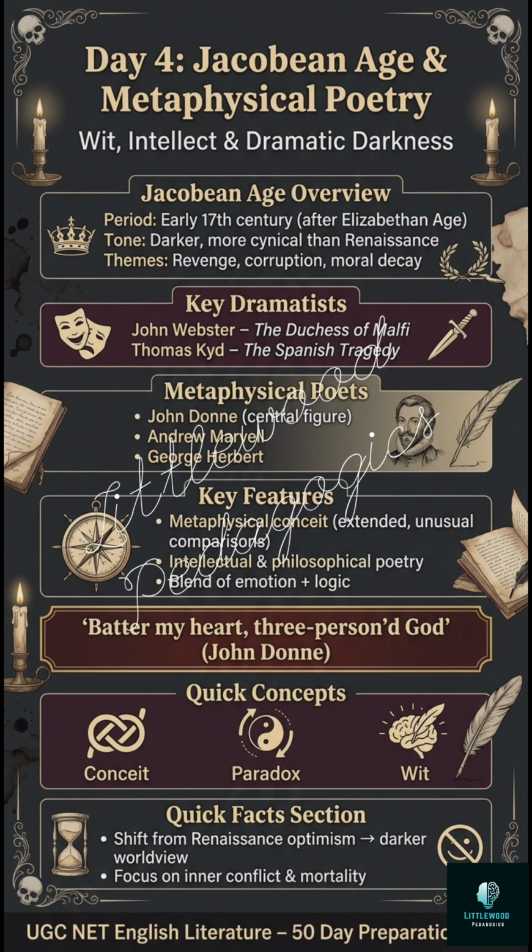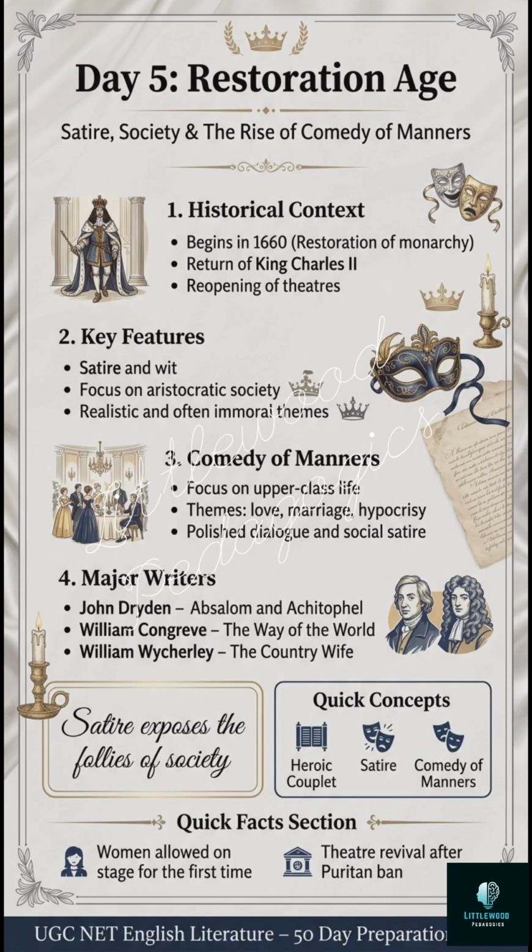Lovers, Alchemy is important. Then Henry Vaughan's The Retreat is important. Then Andrew Marvell's To His Coy Mistress is really important. So go through this, the year of publication, everything you should go through.